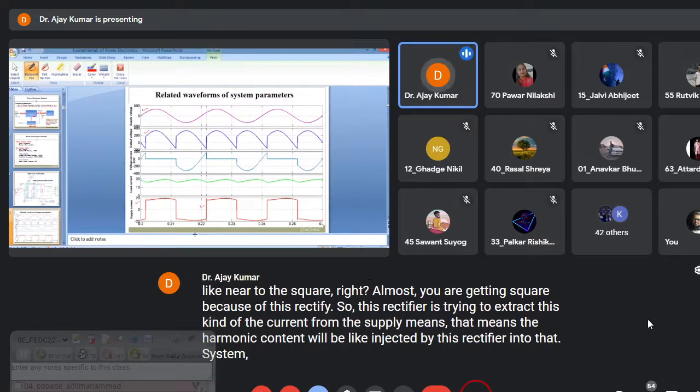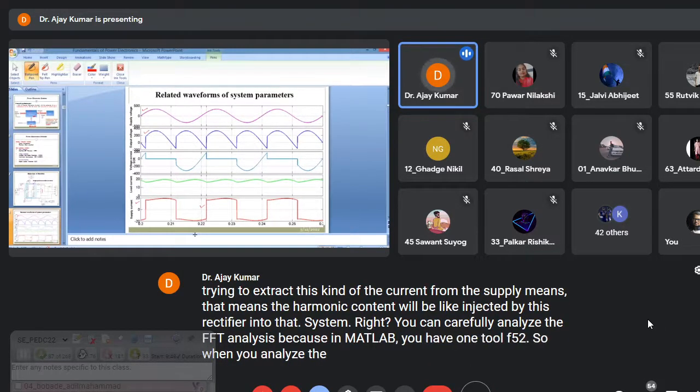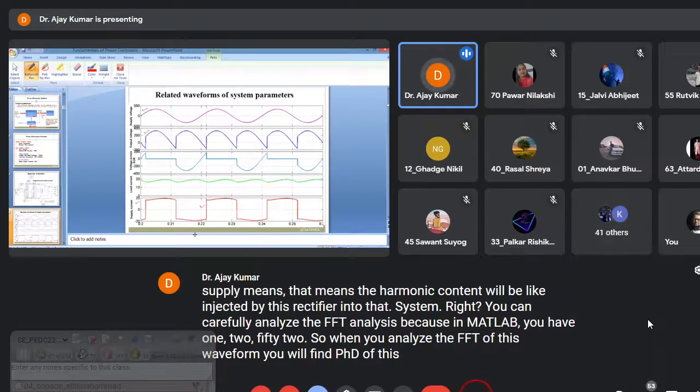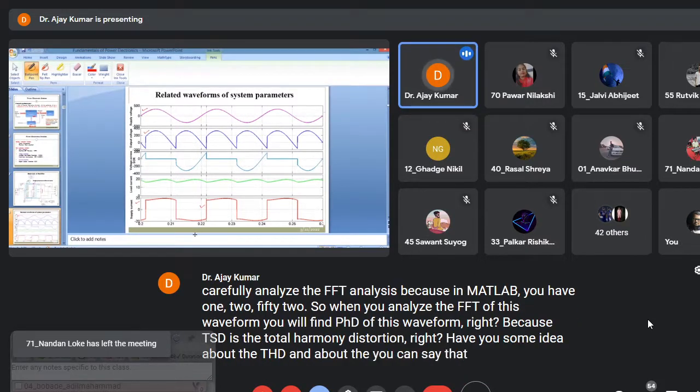You can carefully analyze the FFT analysis because in MATLAB you have one tool, the FFT tool. When you analyze the FFT of this waveform, you will find the THD of this waveform, right? Because THD is the total harmonic distortion. Do you have some idea about the THD and the form factor, everything?